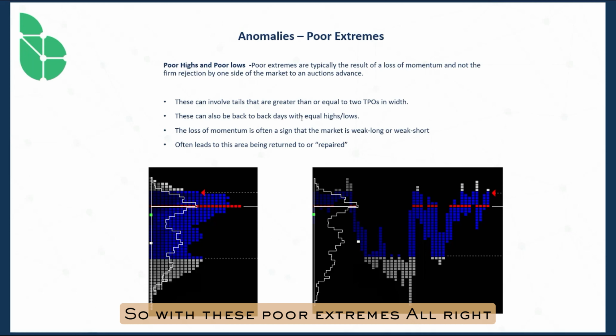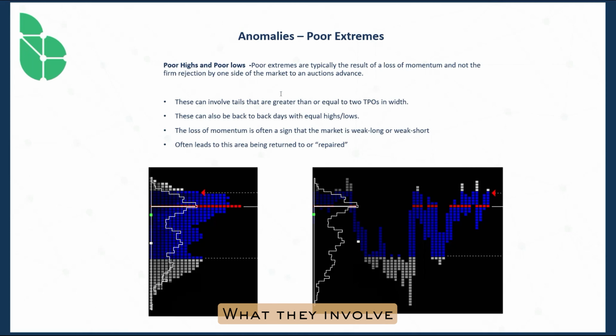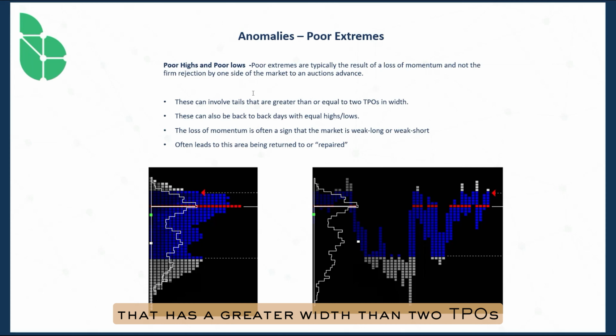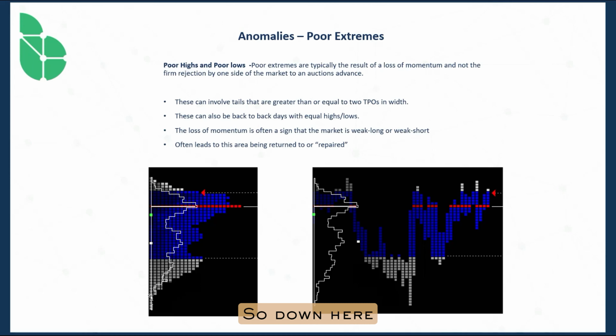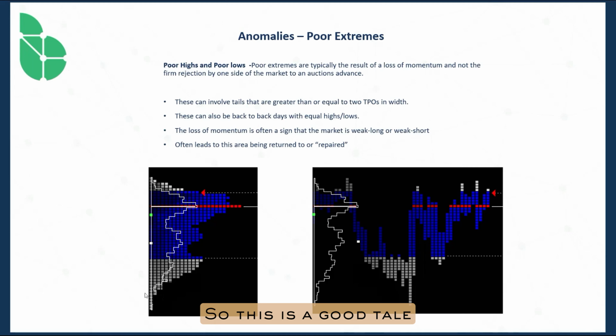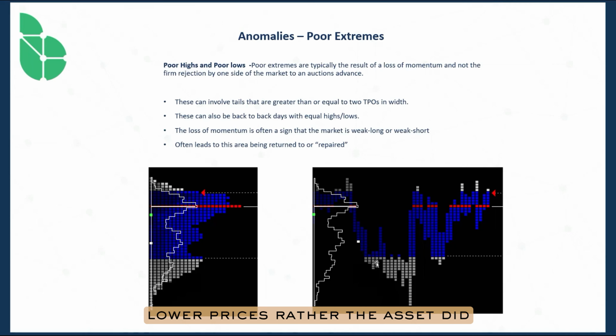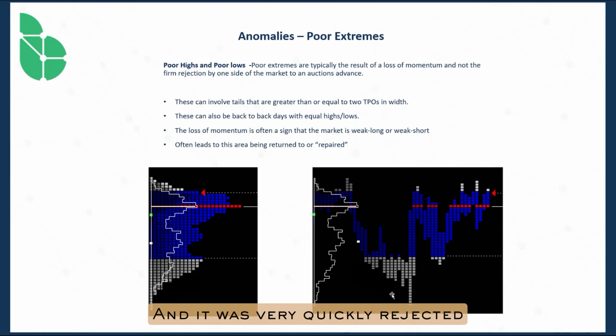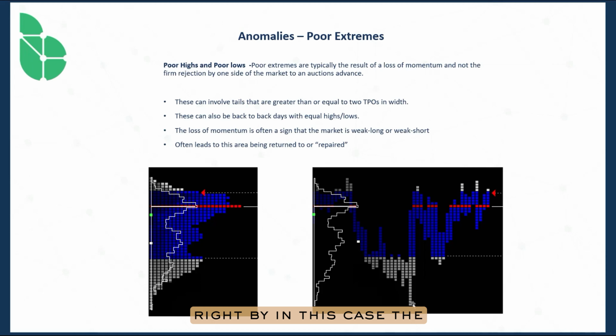With these poor extremes, what they involve is a tail that has a greater width than 2 TPOs. Down here, you see that this is one line of TPOs, time price opportunity. So this is a good tail, which shows that buyers rejected this move down. And when you unroll this, you see what this looked like. Price made an advance towards lower prices, and it was very quickly rejected and responded to, in this case, by the buyers bidding this up immediately. So these can be areas where there are greater than 2 TPOs in width.